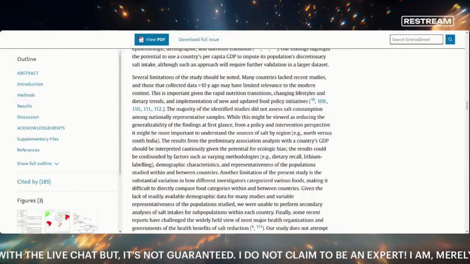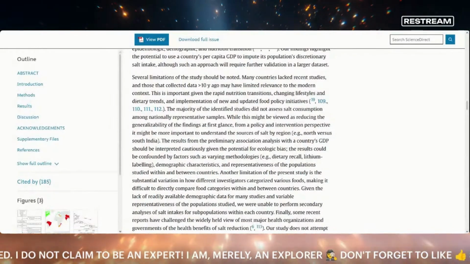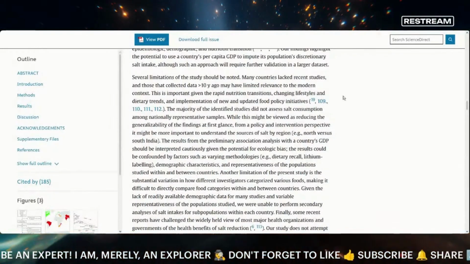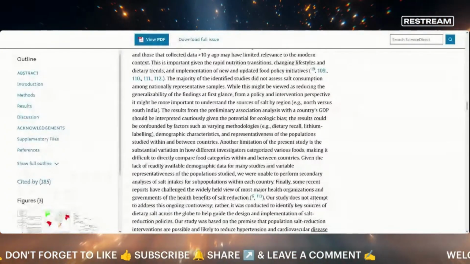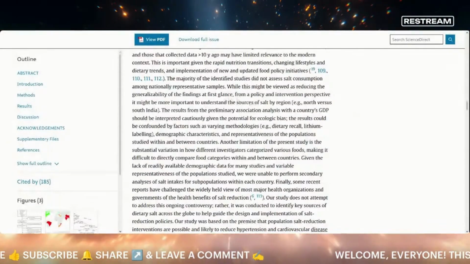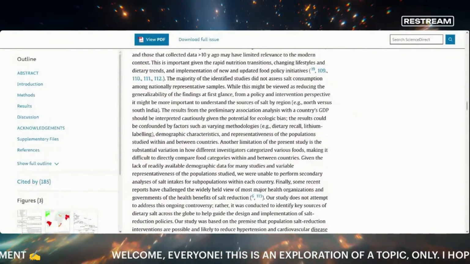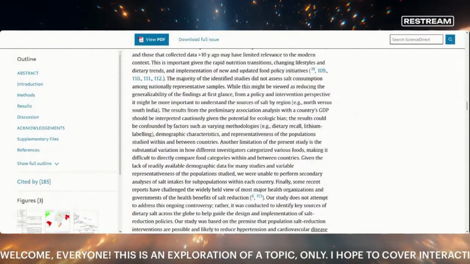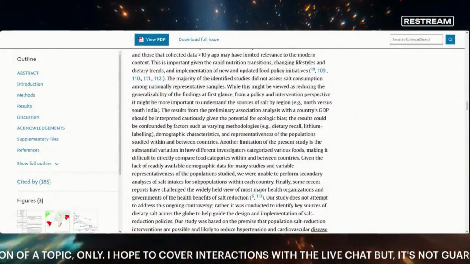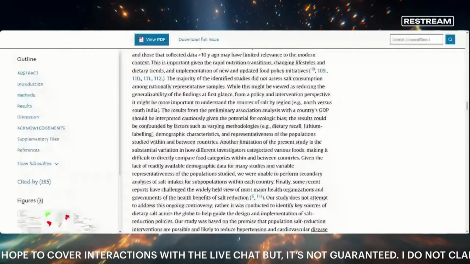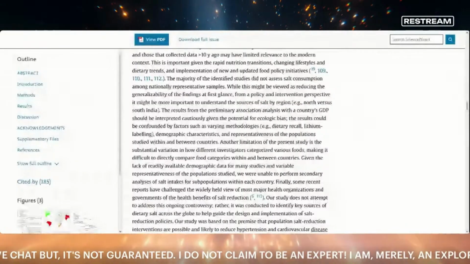The majority of the identified studies assess salt consumption among nationally representative samples. While this might be viewed as reducing the generalizability of findings at first glance, from a policy and intervention perspective, it might be more important to understand sources of supply, for example, North versus South India. The results from the preliminary association analysis with the country's GDP should be interpreted cautiously given the potential for ecologic bias.